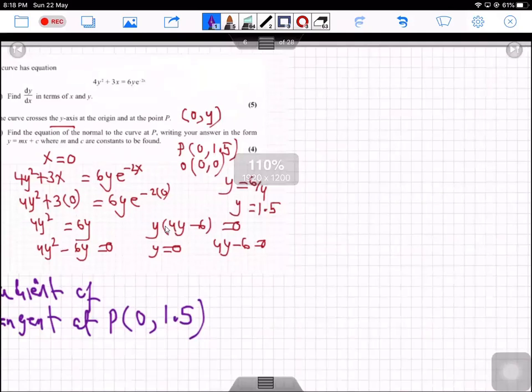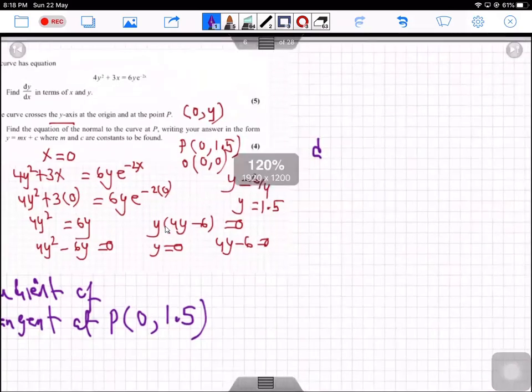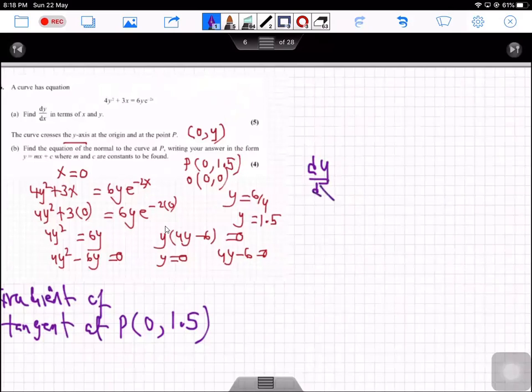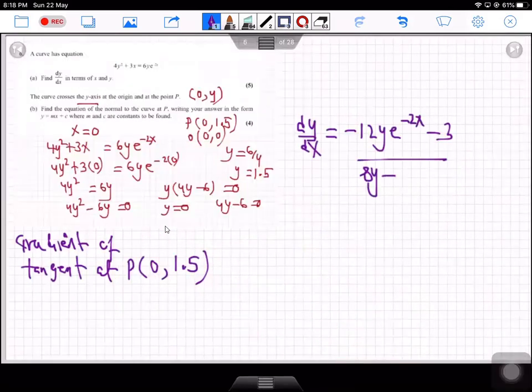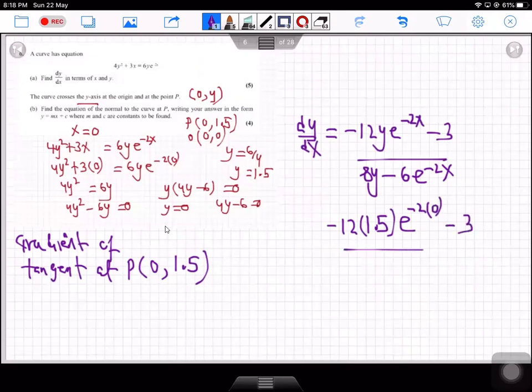Dy over dx is equal to minus 12 y e raised to the power minus 2x minus 3, and then divided by 8y minus 6 e raised to the power minus 2x. Now in the dy over dx function, I'm going to put this point P, which has the coordinates 0, comma 1.5. So minus 12 times 1.5 multiplied by e raised to the power minus 2 times 0, then minus 3, upon 8 times 1.5 minus 6 e raised to the power minus 2 times 0.